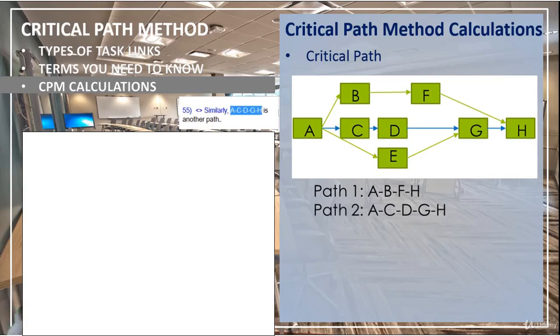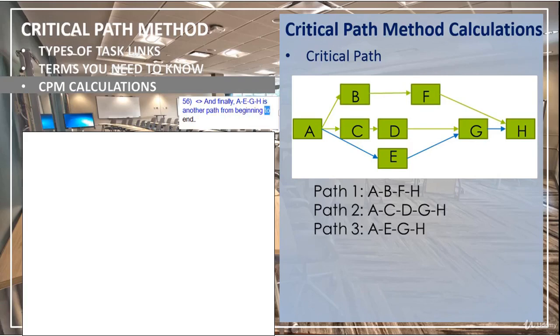Similarly, ACDGH is another path. And finally, AEGH is another path from beginning to end. Here, the network diagram has 3 paths. Now, let's assume that one of these paths is critical, and when a task on this path is delayed, all the project will be delayed by the same amount. This path is called the critical path.